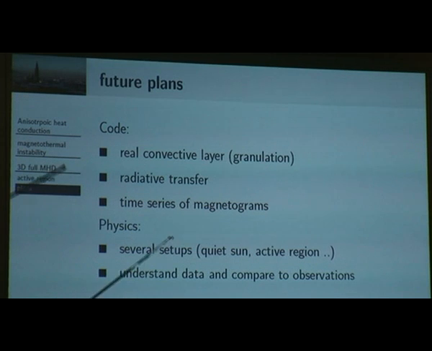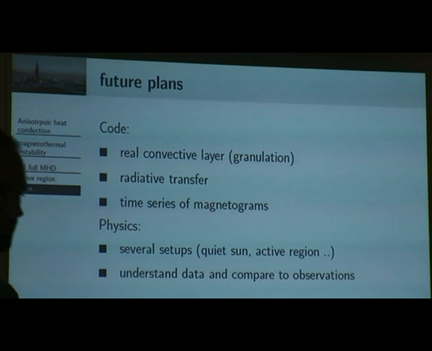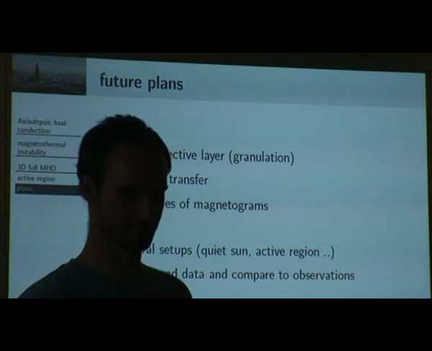And I will add the time series of magnetograms. Right now I just start with a magnetogram observation, and this will be shuffled around, but I can't compare with observations which have a time series of magnetograms. And to do that, I now have to try different setups, and I have to understand and analyze the data and compare it with observations. Okay, thank you.